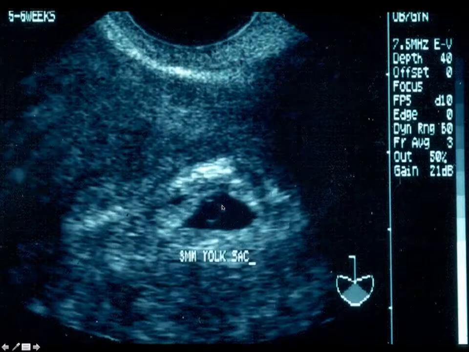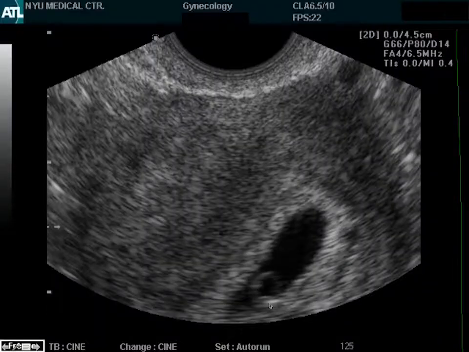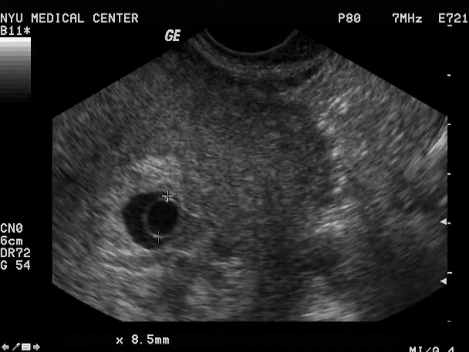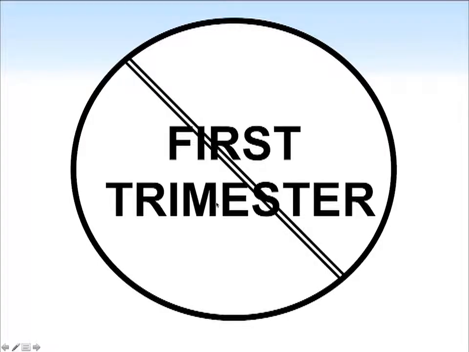So here's the yolk sac contained within the gestational sac. Here's another yolk sac. You can see the embryo starting to develop along its edge. Here's another yolk sac with an embryonic structure, and this is an enlarged hydropic yolk sac in a case of pregnancy failure.